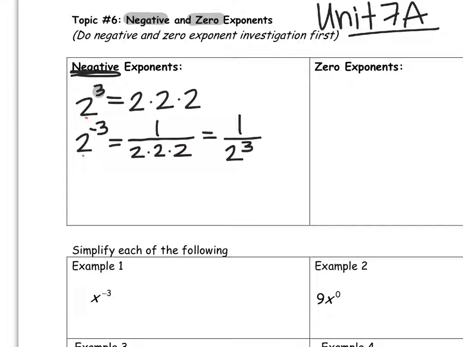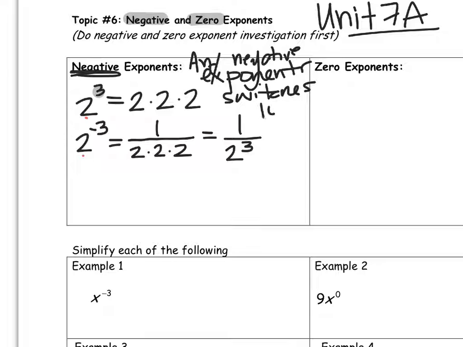1 over 2 cubed. So another easy way to think about this, and this is how we're going to talk about it in class, is that any negative exponent switches location in a fraction. And that really has everything to do with the fact that a negative exponent is just repeated division instead of multiplication. So I want to put another example on here.